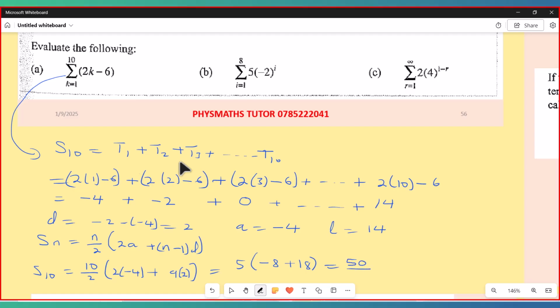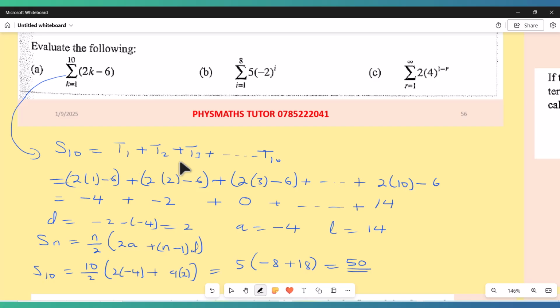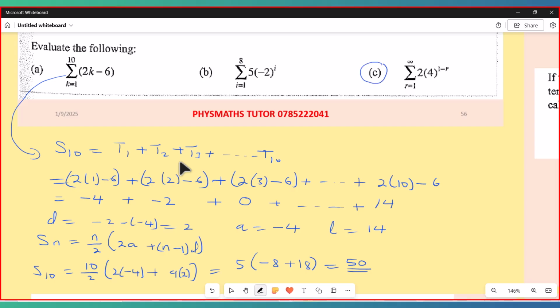Did you get it right? Yeah, you got it right, ne? That's how we do it. Thank you for that. So, what about the geometric? Can I do one for the geometric here, or are you fine with them? I'm fine with it. Let's do C. Let us work out this here and see what happens.